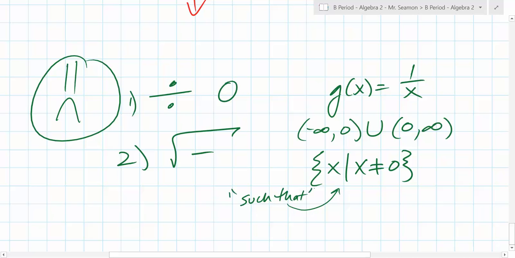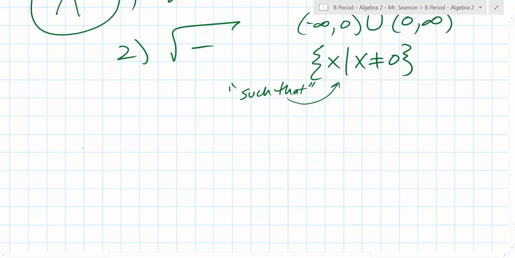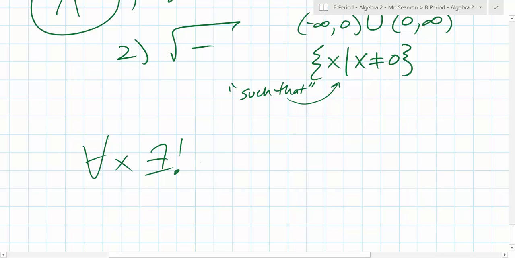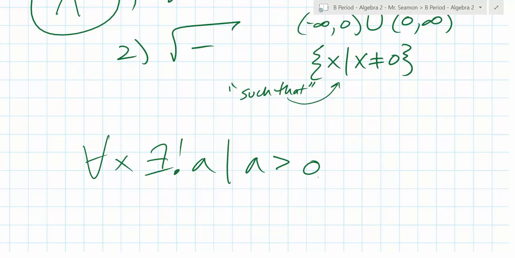Do you want to see a really confusing sentence? Anybody want to read that out loud? Upside down A, x, E. Yes, I'm really excited. A such that A greater than 0. It's gibberish in math, but what it says is there exists an A. For all x, there exists a unique A such that A is greater than 0.